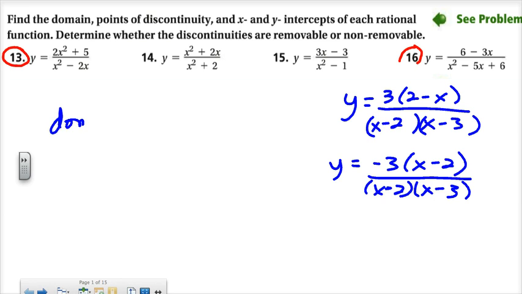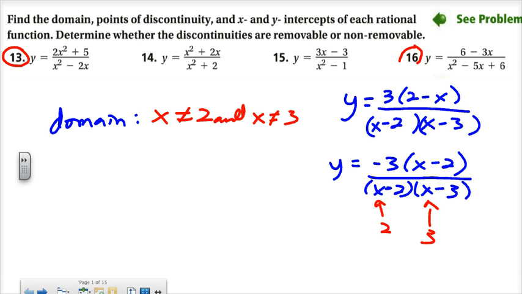So our domain, we do have some numbers that we cannot use in our denominator, and those numbers would be 2 and 3. So it will be all reals except for 2 and 3. And then they wanted to know about our points of discontinuity. From now on, I'm just going to put PODs for those. Points of discontinuity are x equals 2 and x equals 3.